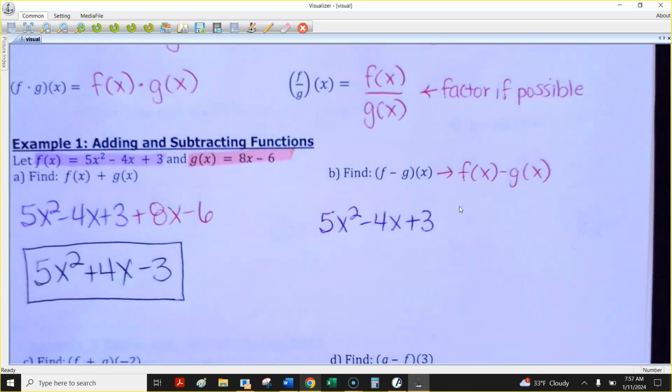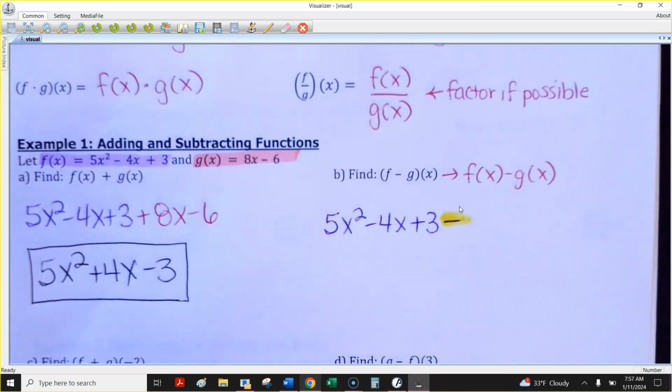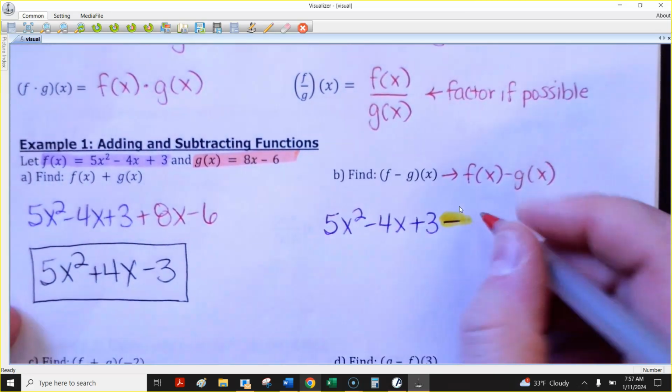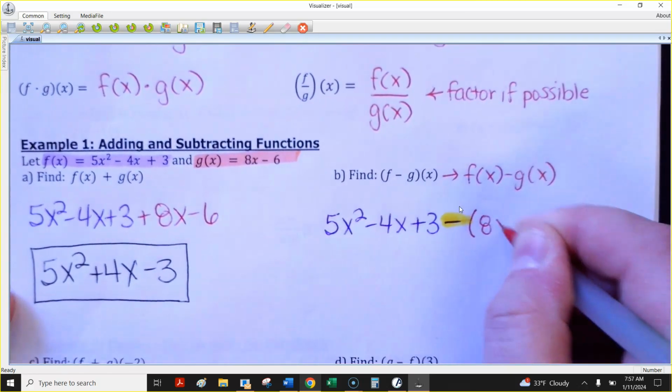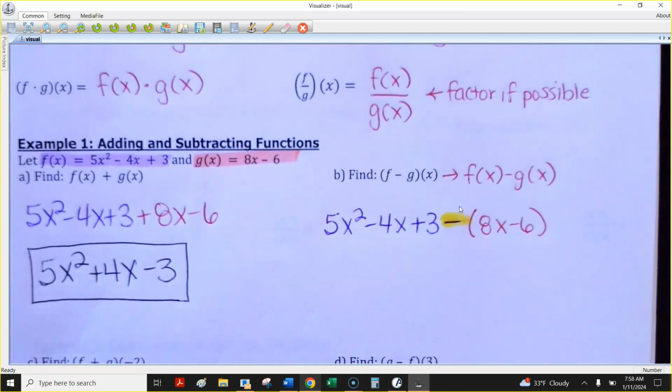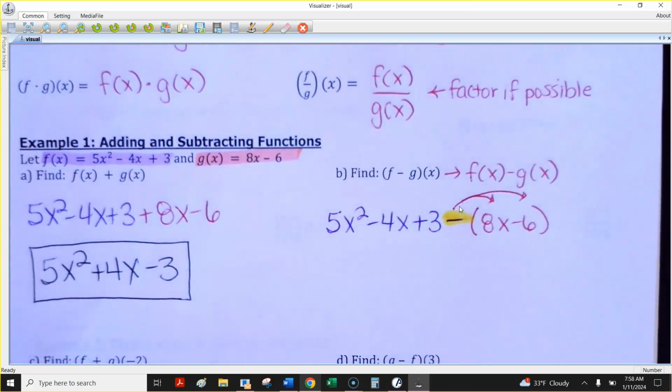Now, if you're working with a subtraction problem, be really, really careful with this. So I have to subtract the entire g of x function. And in this problem, based on the directions, the g of x function has two pieces to it, or two terms. I would just recommend anytime you're working with a subtraction problem, whatever you are subtracting, just put it in parentheses real quick and make sure you distribute the subtraction to each of the terms of the function that you're subtracting. Because a lot of times people get the first term okay, but they'll mess up the second one.